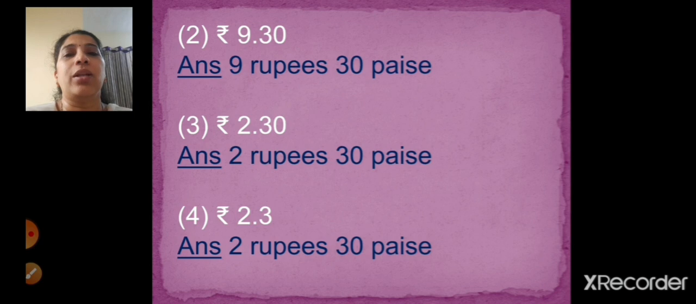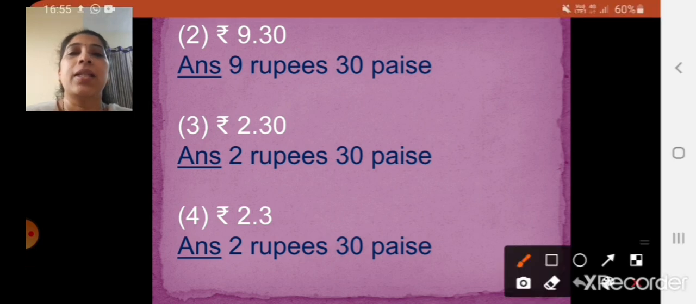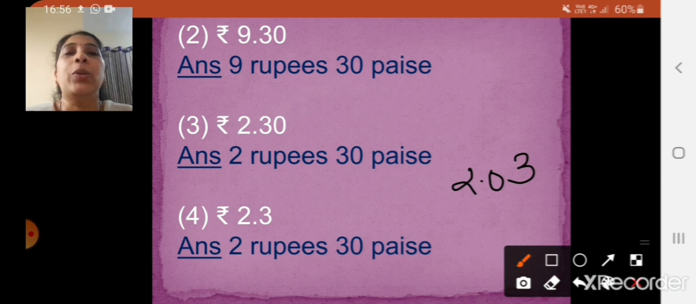Now children, I would like to tell you one more thing. Many a time there is a confusion that if it is written as 2.3, then sometimes children may write it as 3 paise. But remember children, if it is 3 paise, it will be written as 2.03. When it is written as 2.03, that time it will be 2 rupees 3 paise. So keep this in mind children, because there is always a confusion between 2.03 and 2.3. So 2.03 means 2 rupees 3 paise and 2.3 means 2 rupees 30 paise. Right?